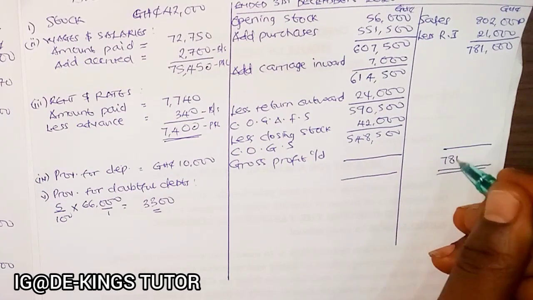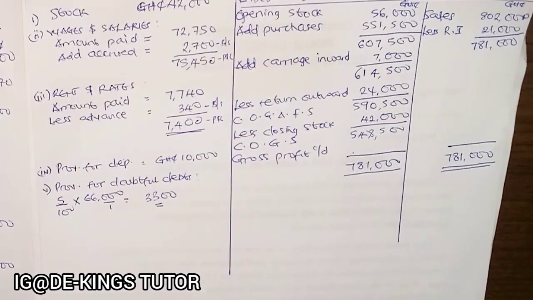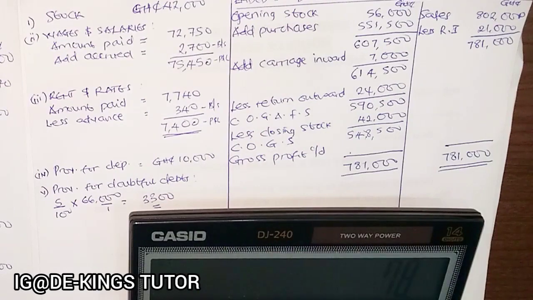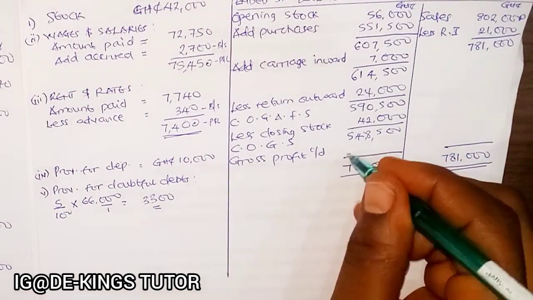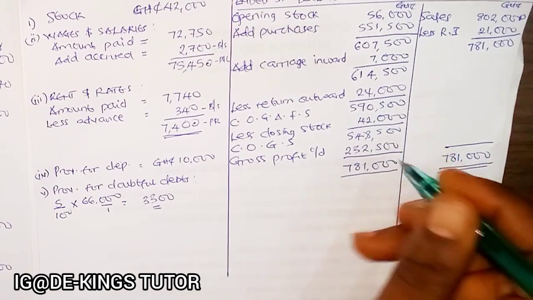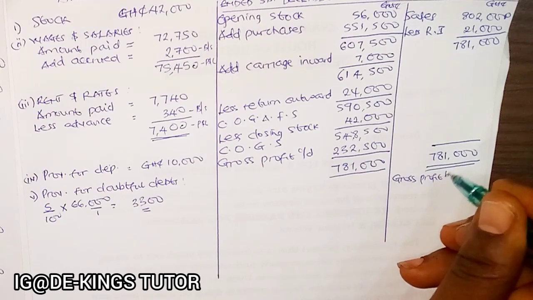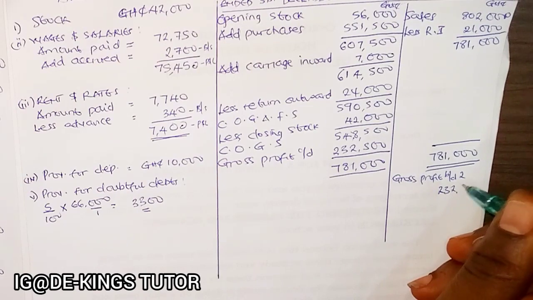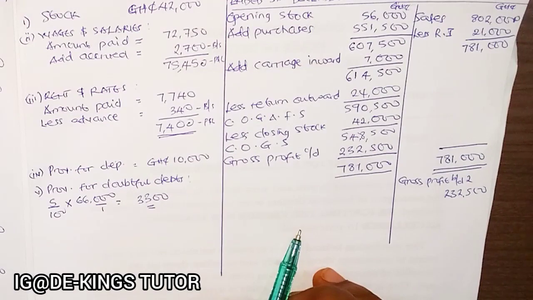So this is 781,000. So 781,000 minus this will give us our gross profit. 781,000 minus 548,500 is 232,500. So when I write gross profit brought down to 232,500. Okay, now expenses will now appear at the side.